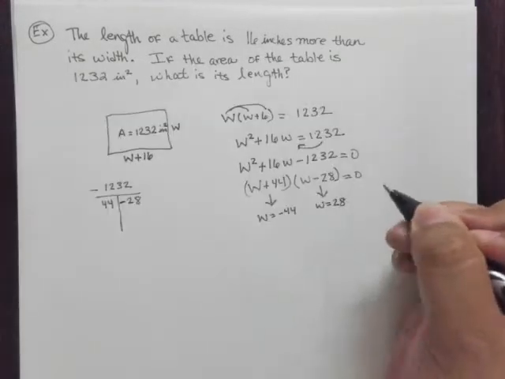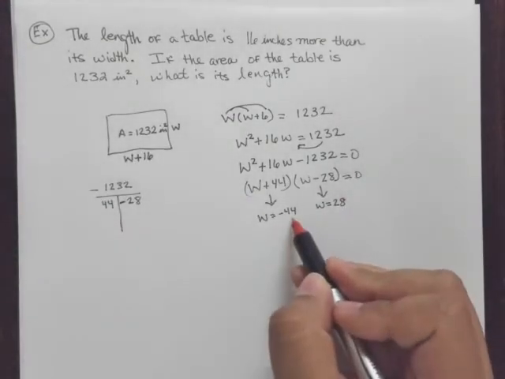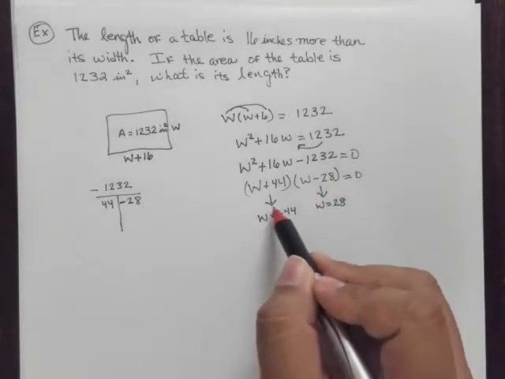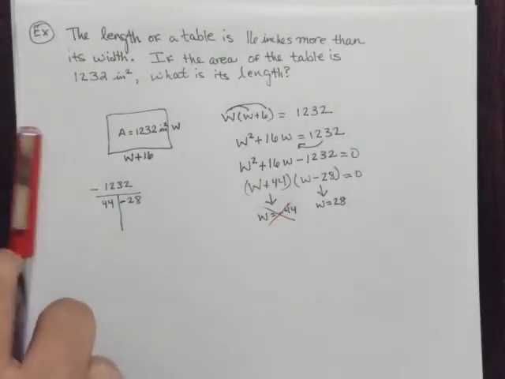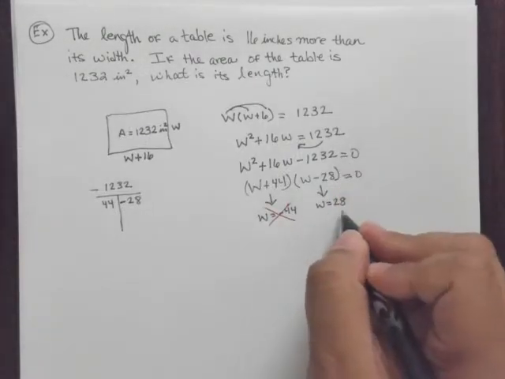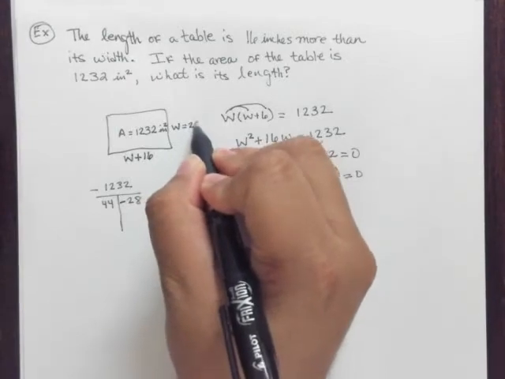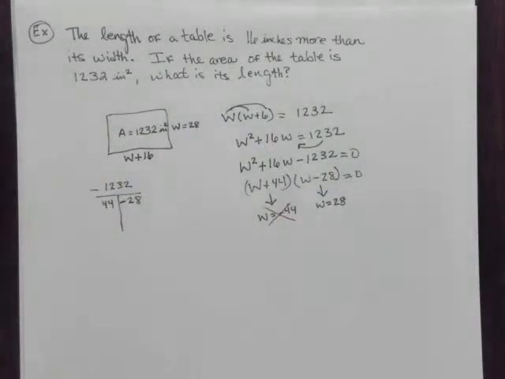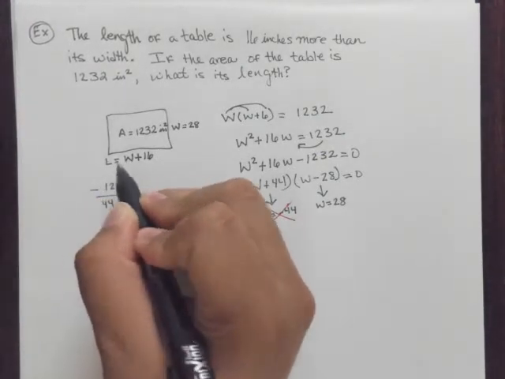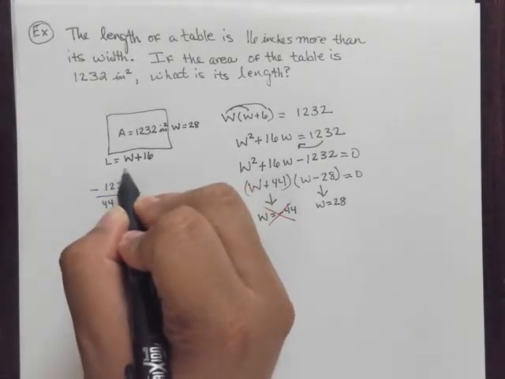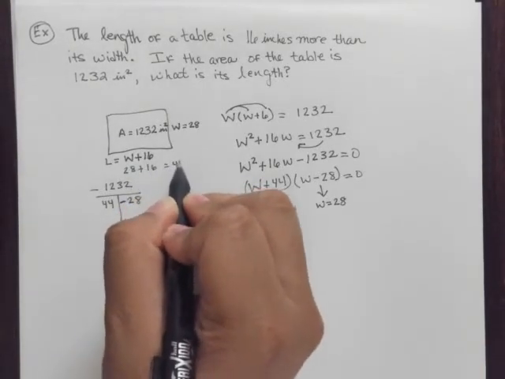So now we have two answers, but of course if you think about it, can you have a negative width? No, you can't. So we're going to eliminate this choice. All right, we eliminated that choice. So the width in fact is 28. So let's go over here. The width is 28. And in this case, the length, well, this is the length, W plus 16. So 28 plus 16 is 44.